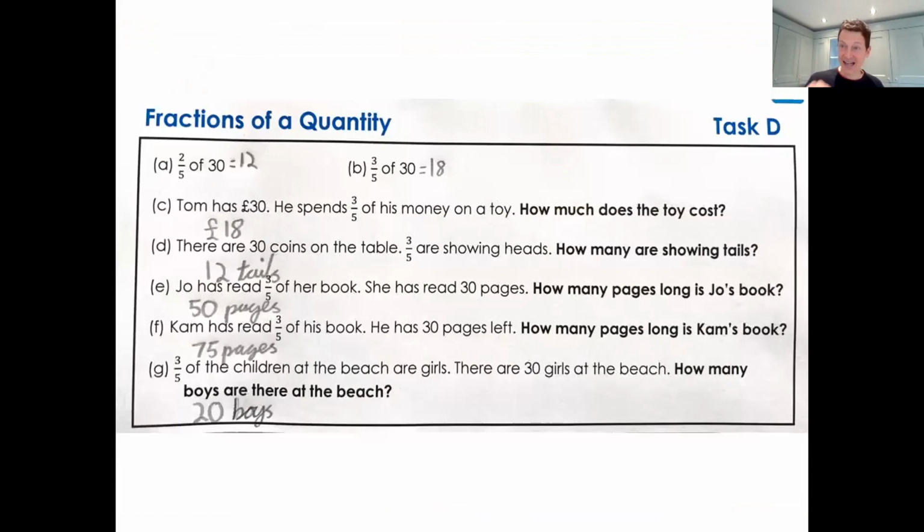Now that leads into task D. Now, at the outset, I would say that Ruby would have already been confident at calculating, for example, 2/5 of 30 and 3/5 of 30, but would then struggle to discern between those different context questions. And it was that build-up that led to this success. What, of course, you don't see is then the pictures that she drew to unpick this.